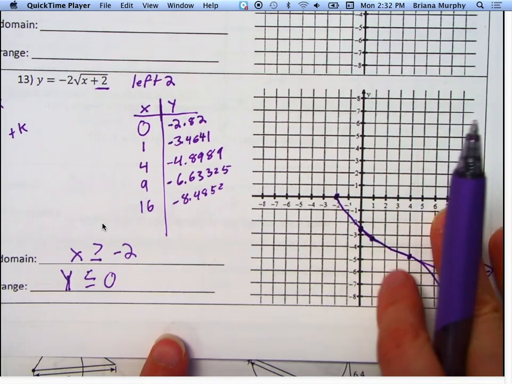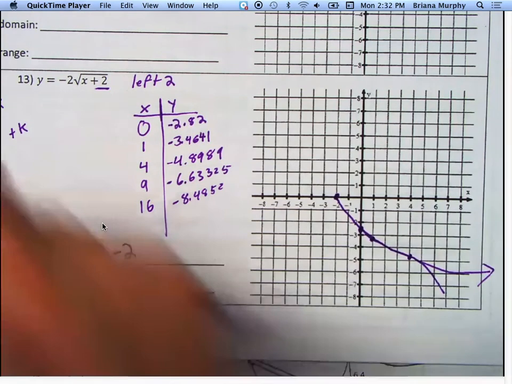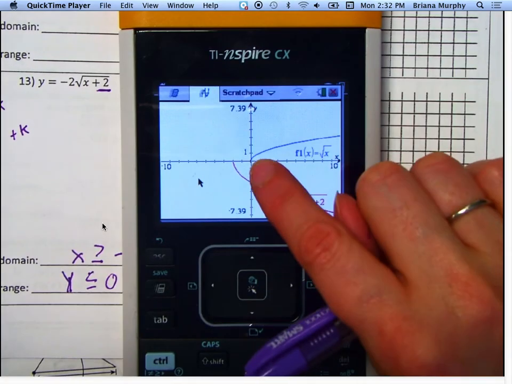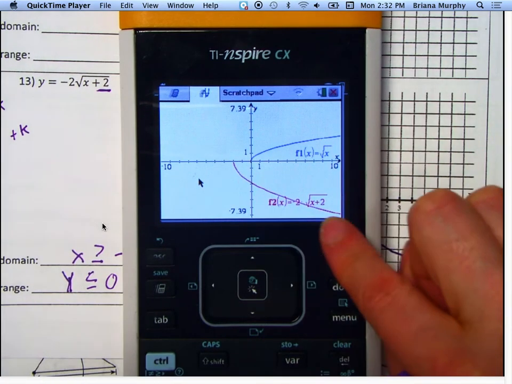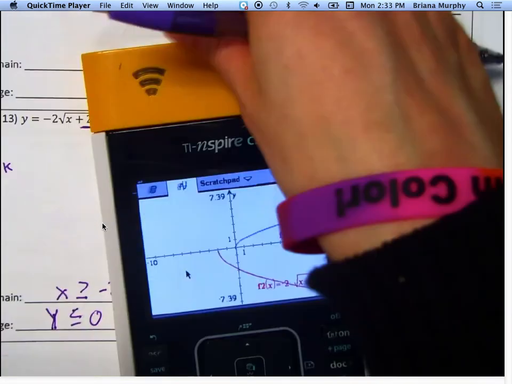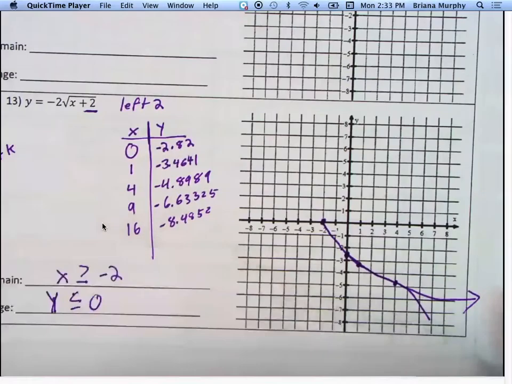Okay. So see how it stretched it? See how this is going a little bit slower? This went a little bit faster. See how it's further away from the axis kind of a thing? Okay.